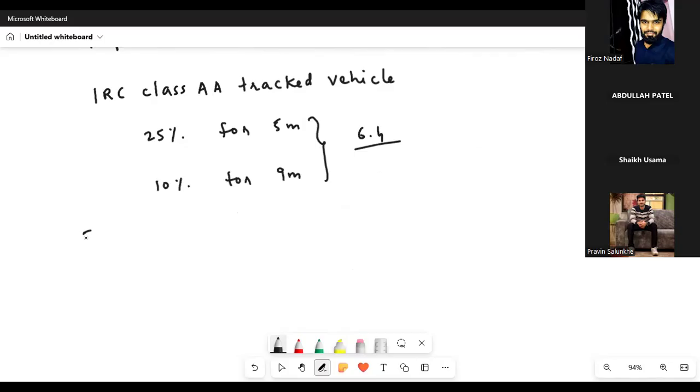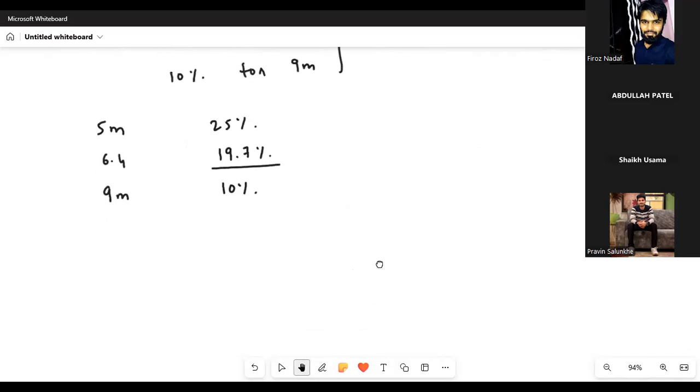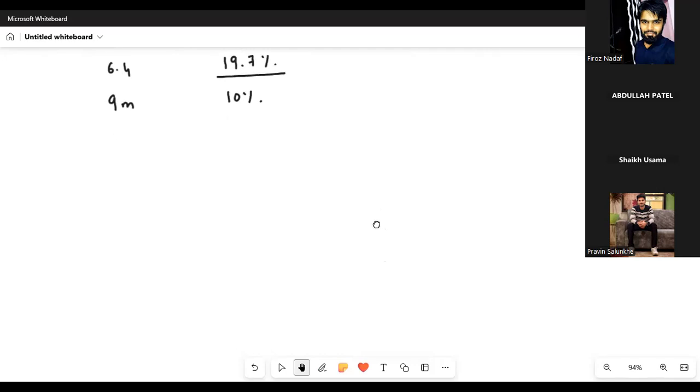Okay. So this is 5 meter. For the 5 meter, the impact factor is 25%. For 9 meter, the impact factor is 10%. And for 6.4 meter, the impact factor will be 19.7%. Okay, so this is the impact factor. Next, you need to find the dispersion along the length.